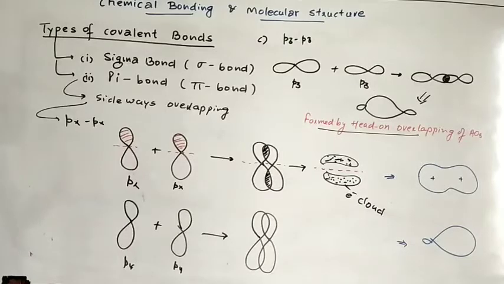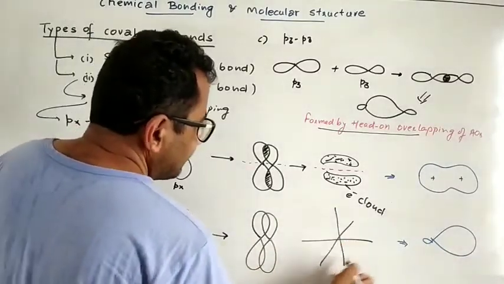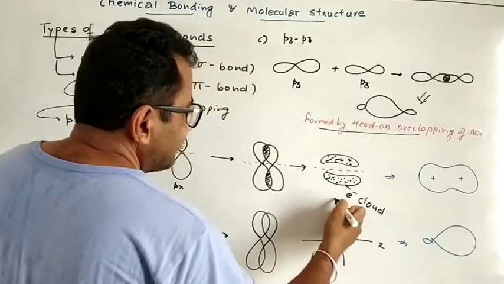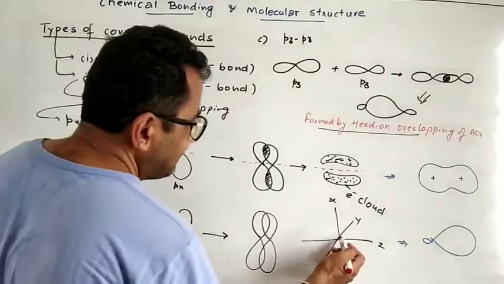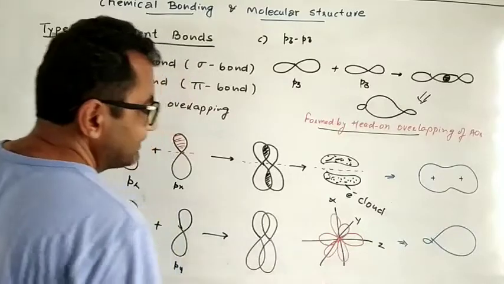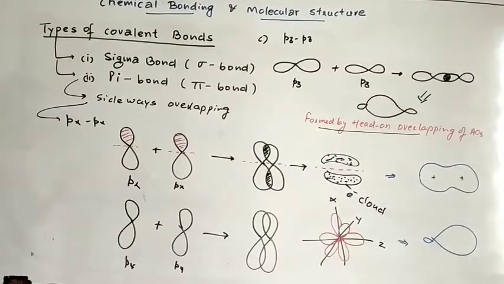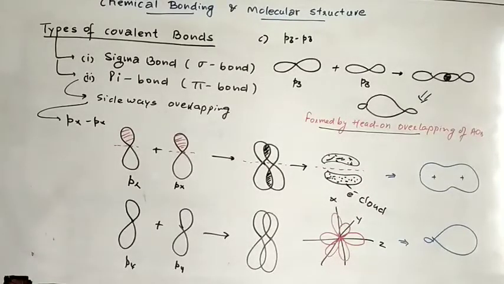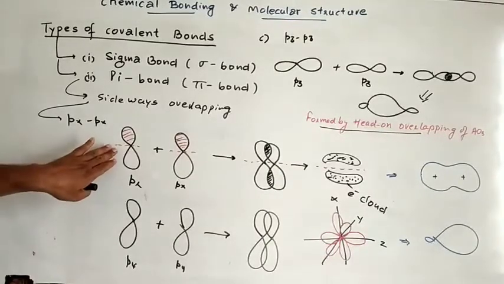We know that px, py, pz all are perpendicular to each other. So try a single diagram. Like these are the three axes: z axis, y axis, x axis. So how will you draw pz? Here pz will be like this. Here py will be like this. Here px will be like this. So all three are perpendicular to each other. Out of these, pz forms a sigma bond because its orientation is the same, and the overlapping extent is more when the s orbital comes close to it. S orbital cannot overlap with px or py.